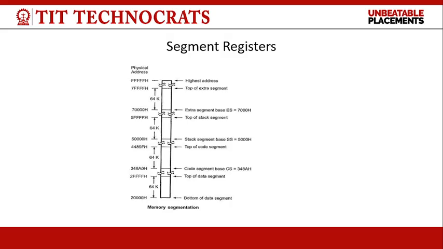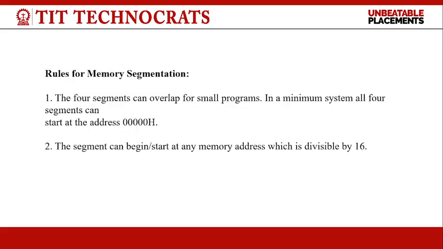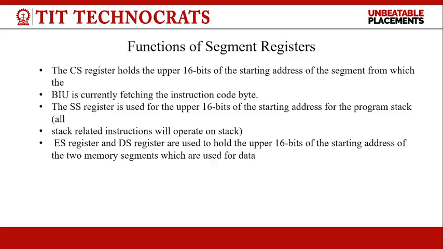For example, the value in the code segment register identifies the starting address of the 64 kilobyte memory segment known as the code segment. By starting address, we mean the lowest address byte in the active code segment. The starting address is also known as the base address of that segment register. Function of the segment registers.